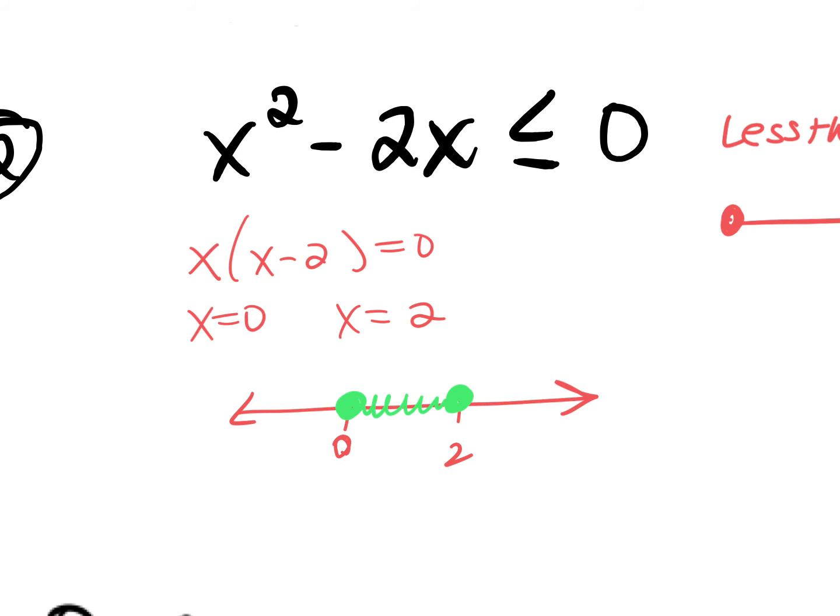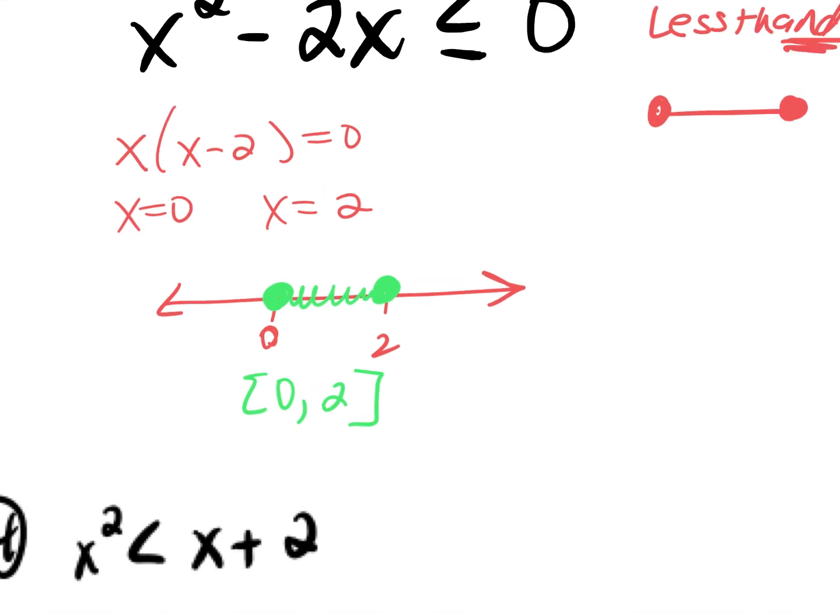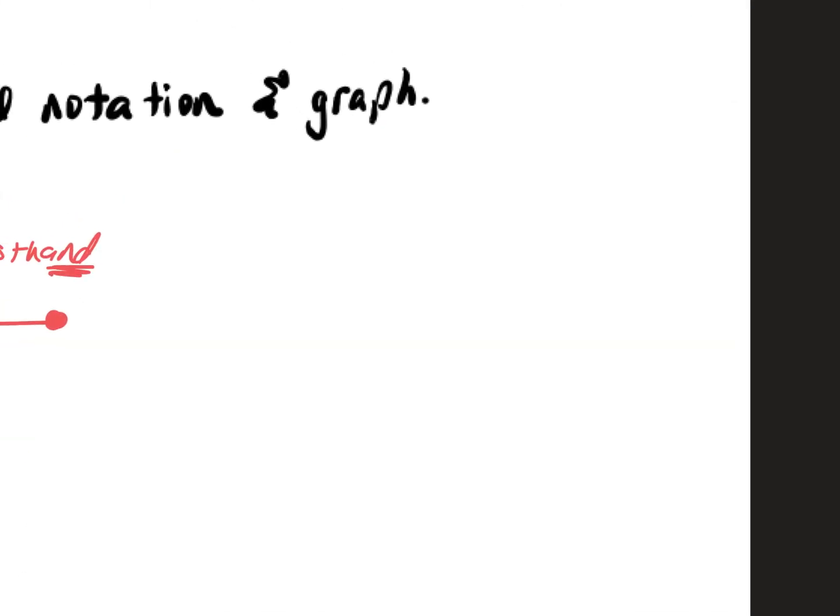Okay, so 1 minus 2 is -1. Is -1 less than or equal to 0? Yes, it is. You're good to go. So what's your interval notation? Bracket 0, comma 2, bracket. Perfect.